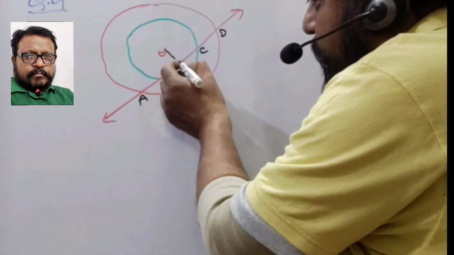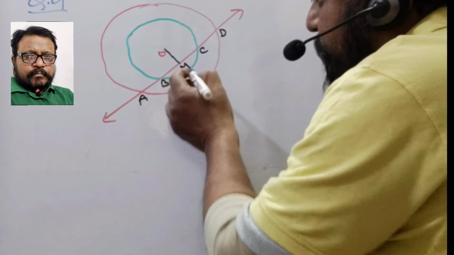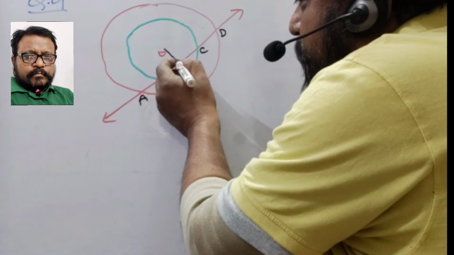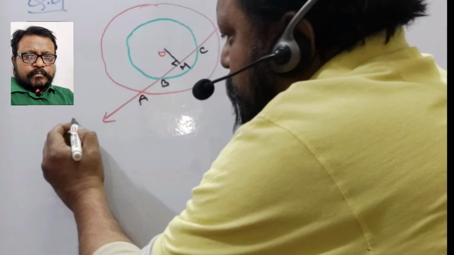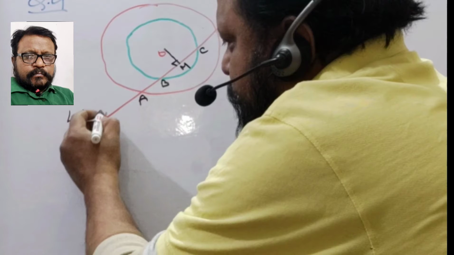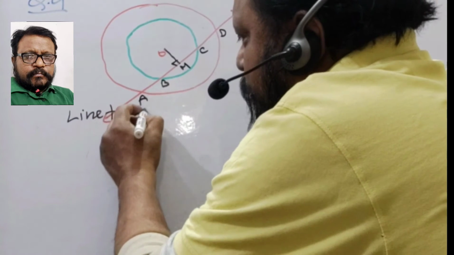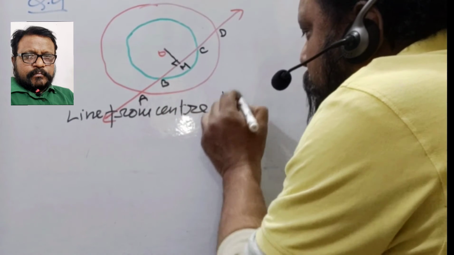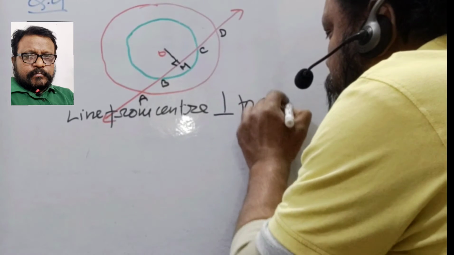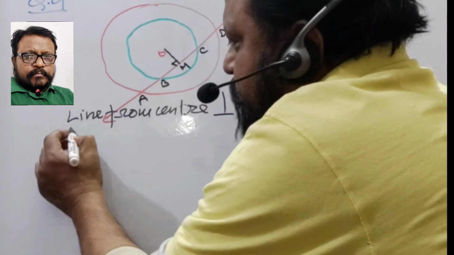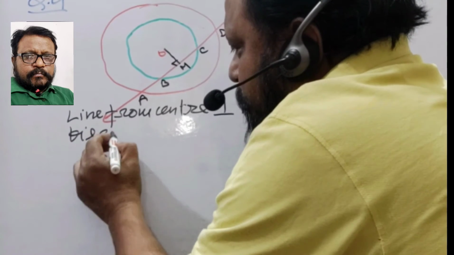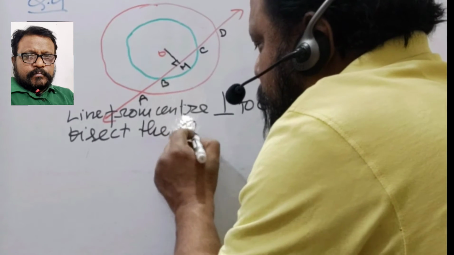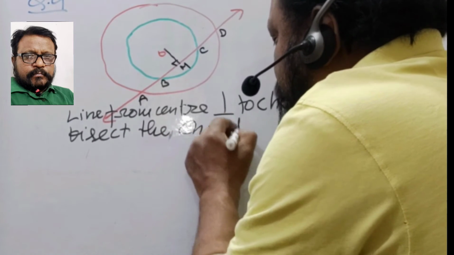A line perpendicular to the chord from the center is OM. OM is a line from the center perpendicular to the chord. The line from the center perpendicular to a chord bisects the chord. This is the theorem we have.